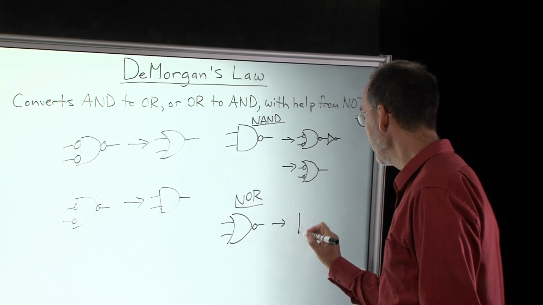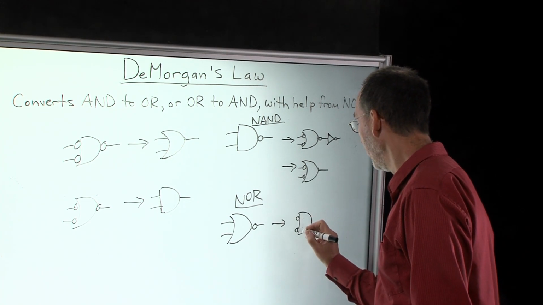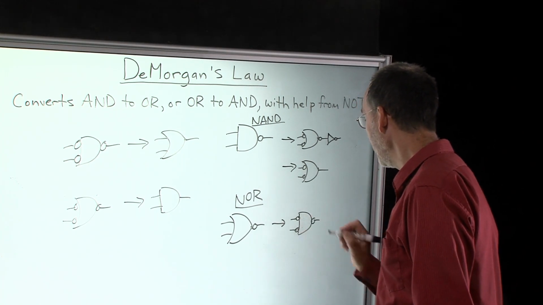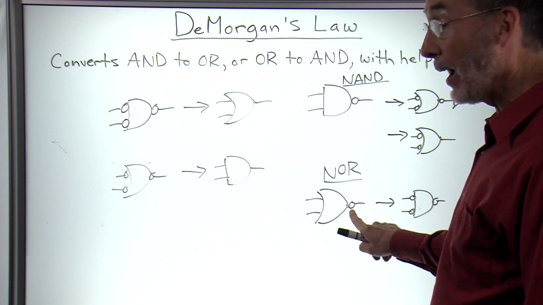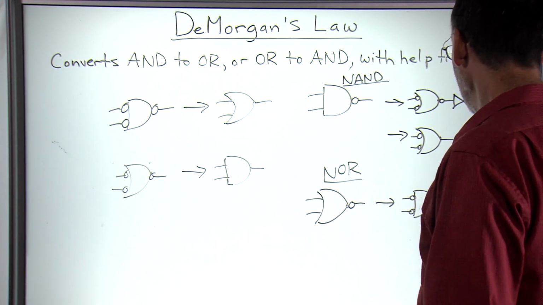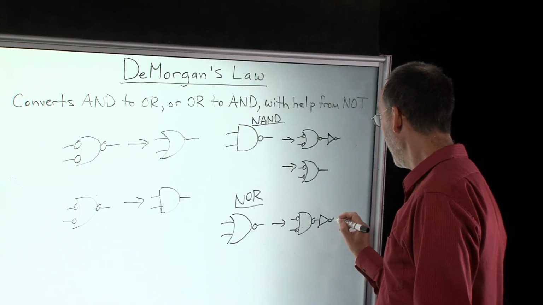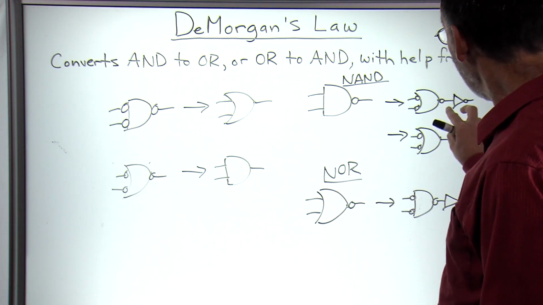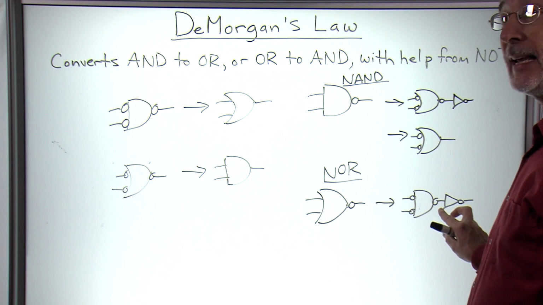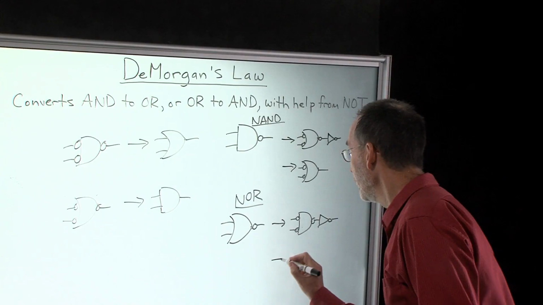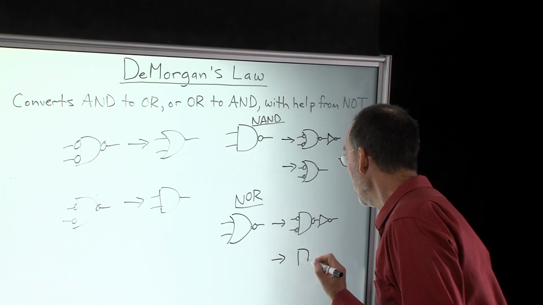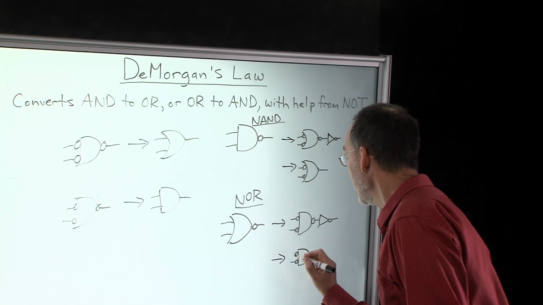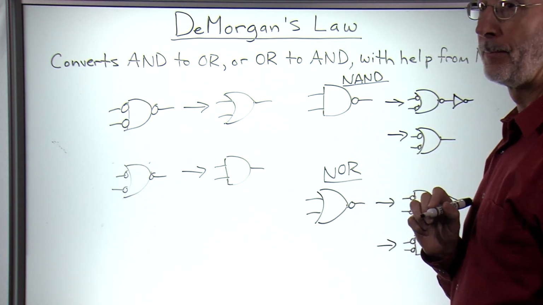So let's do that. So we get the OR part here by inverting the inputs and output of an AND. But again, we have this extra bubble here. So we have to add an inverter to get the equivalent function. But just like in this case, these two inversions cancel each other. So a NOR is equivalent to an AND with just the inputs inverted.